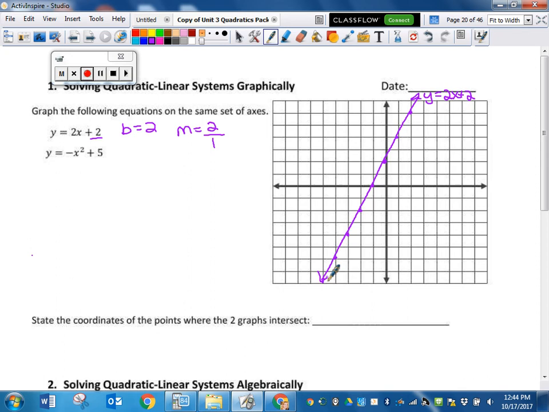All right, next one. Parabola. How do I know it's a parabola, Miss Lynch? Because we've got the x squared. Beautiful. Opens up or opens down? Opens down because of the negative a value. Got it.